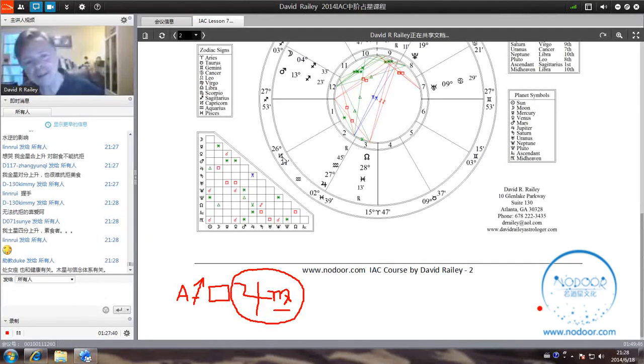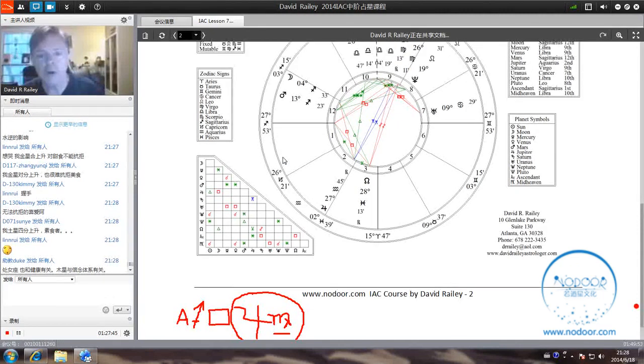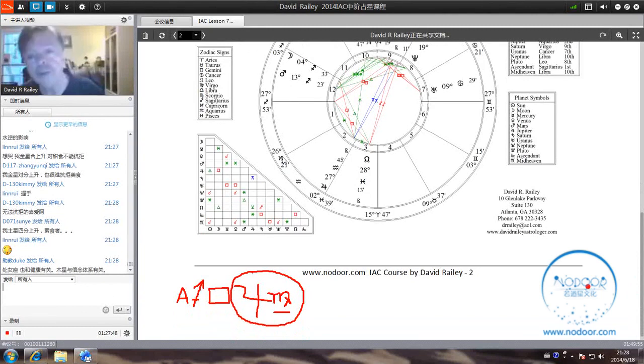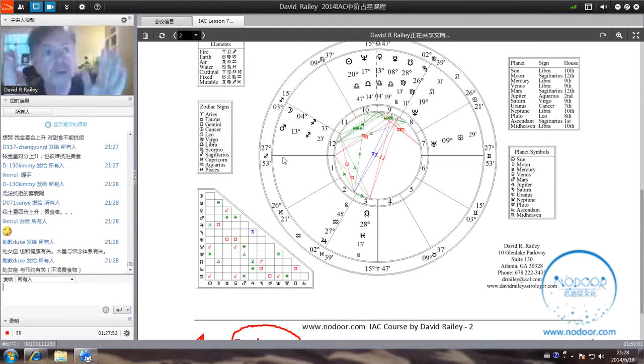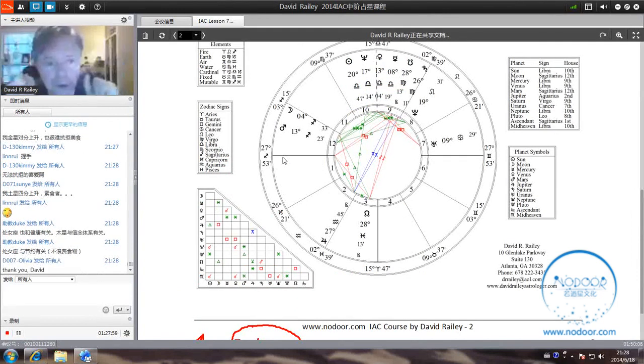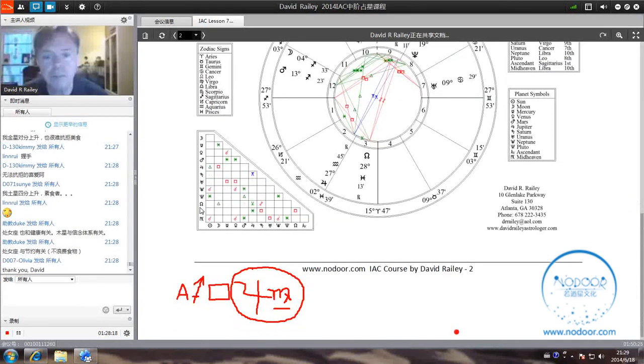Okay. But I want you to understand how you can use, and this is really important. Remember, every aspect that shows a potential for conflict or stress also shows a solution. So by using your astrology, you can come up with a solution.